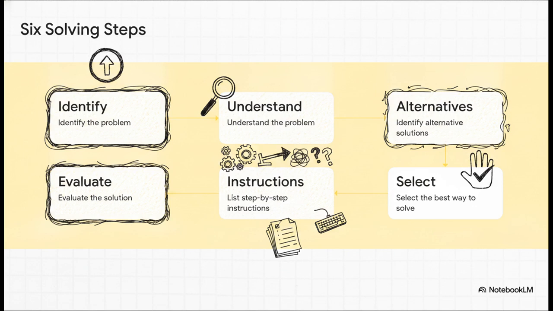If you're writing instructions for a human, you can assume some basic background knowledge. But if you're solving a problem for a computer, that knowledge base is strictly limited to the programming language you're using. From there, you identify alternative solutions, pick the best one, list out your step-by-step instructions, and finally evaluate to see if your solution actually worked.